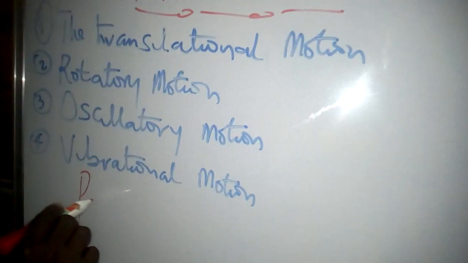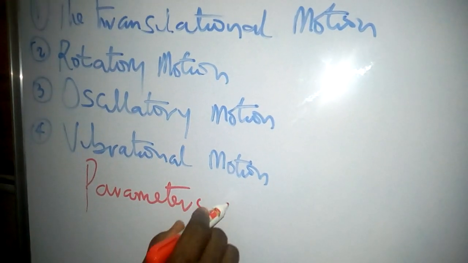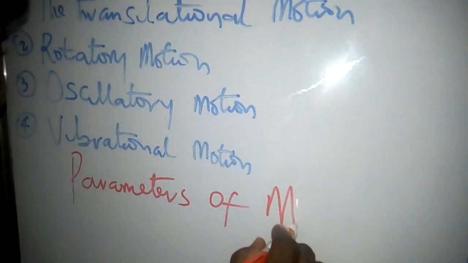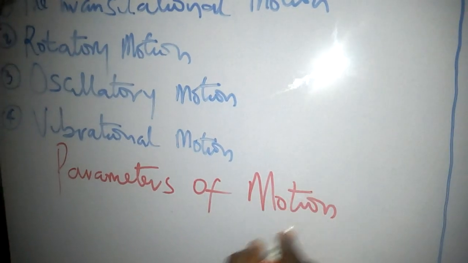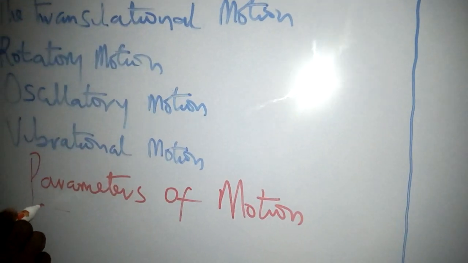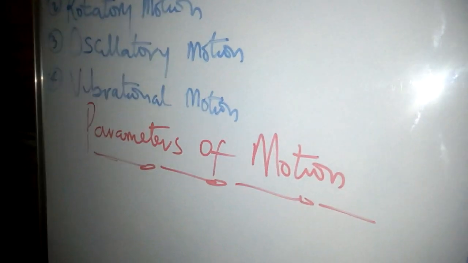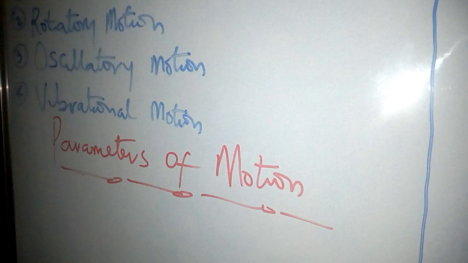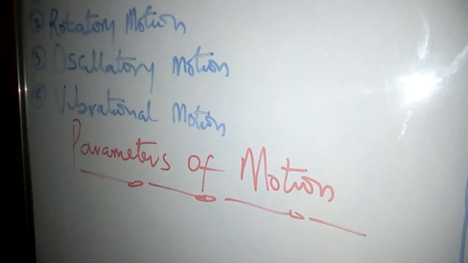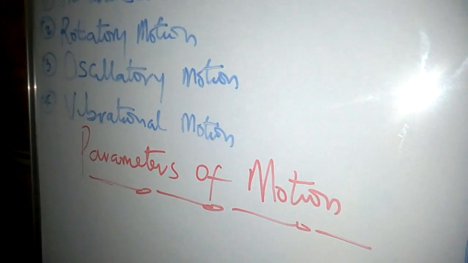Now, having known the types of motion, we'll go into the parameters used in measuring motion. The parameters of motion. Motion is measured by different parameters.